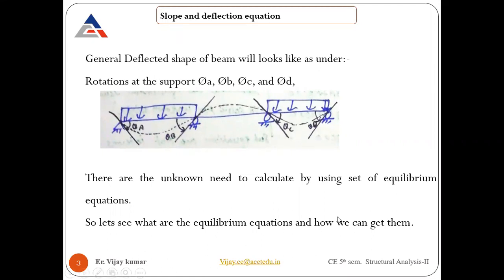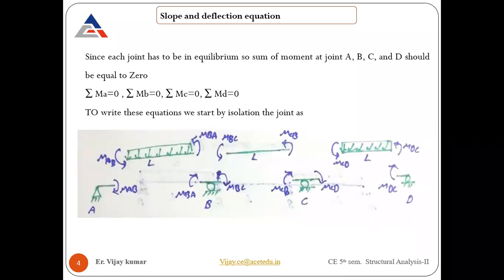So after knowing all this, the unknowns that we need to find here are theta A, theta B, theta C, and theta D, by using just a simple set of equilibrium equations. What are these equilibrium equations that we need to find and put into these equations? So how can we do it? Let's see. If you consider all the joints, I just consider that beam and cut it, doing an isolation of all the joints. It means I just cut the sections, make their free body diagram, and represent their moments which are released after cutting the section.